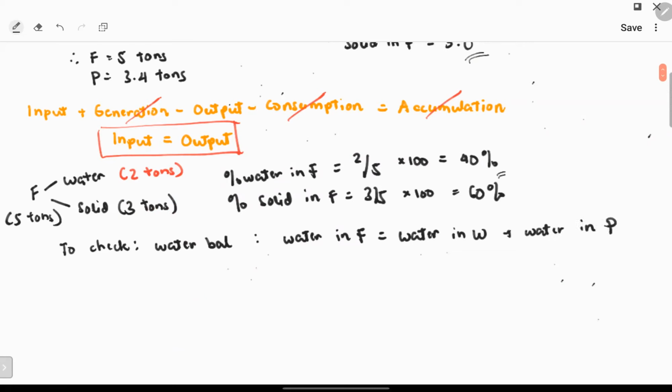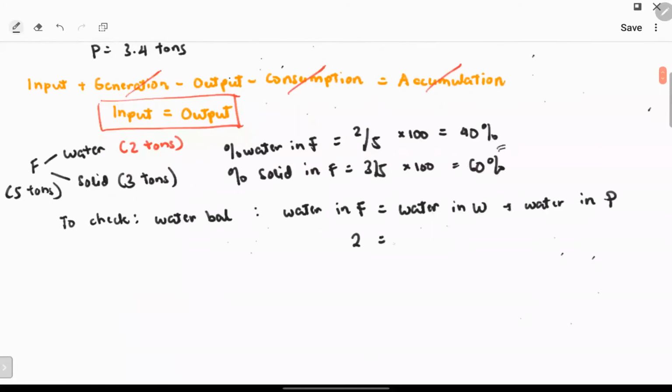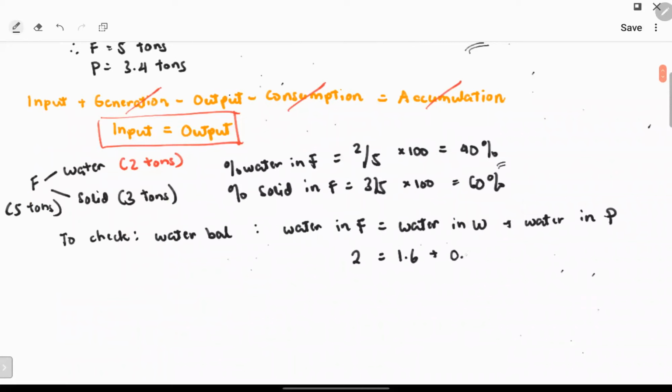Okay, so water in F, we have found it to be 2, right? Water in W is W, and that W is 1.6 tons, which we have calculated a while ago. Plus water in P. So paano yung water in P? Di ba yun yung sasabihin nating 11.6% of P. So 11.6% of P. The value of P is 3.4. So if you're going to check this, the left-hand side will be equal to the right-hand side.